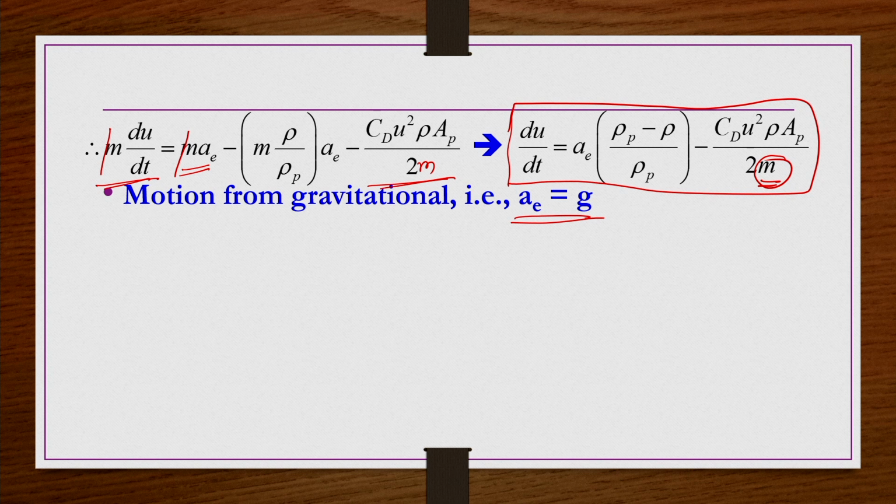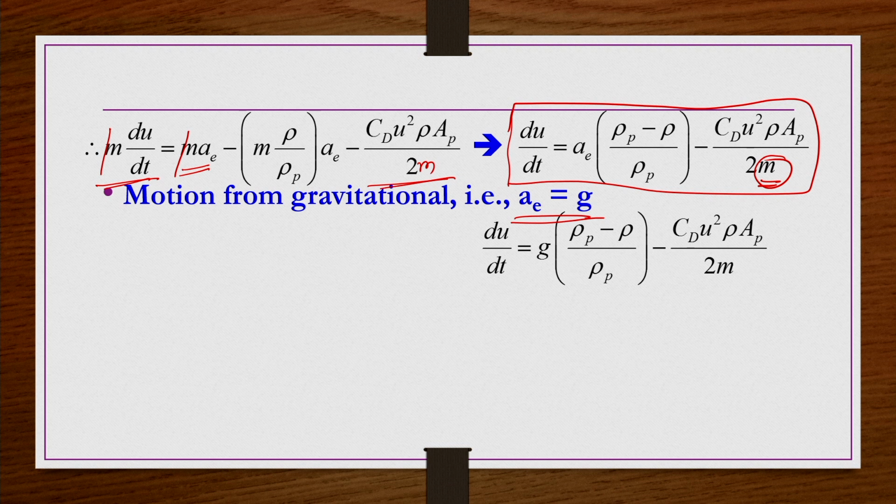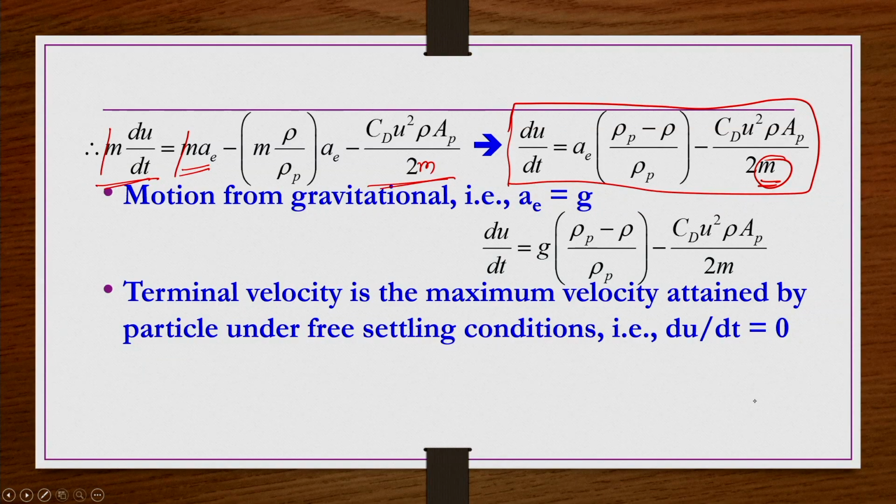So in place of AE you should substitute g, acceleration due to gravity. Then you will get du by dt is equal to g into (rho p minus rho) by rho p, minus CD u square rho AP by 2m. Now terminal velocity, as I already mentioned, is the maximum velocity attained by a particle under free settling conditions. So that is du by dt equals 0, as I already explained. We are trying to find this terminal velocity ut, where t stands for terminal velocity.